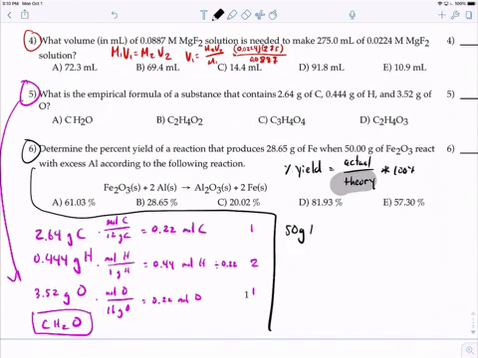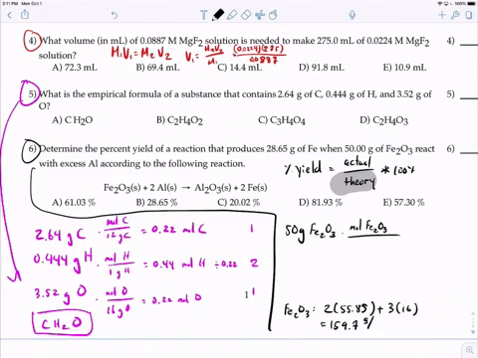50 grams Fe2O3 times mole Fe2O3. Okay, so 2 times 55.85 plus 3 times 16 is 159.7 grams Fe2O3.